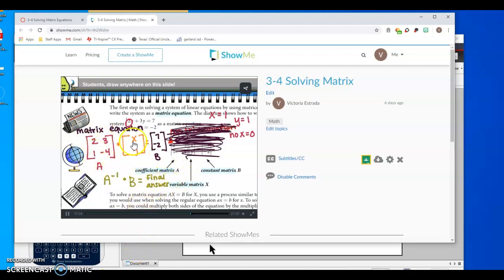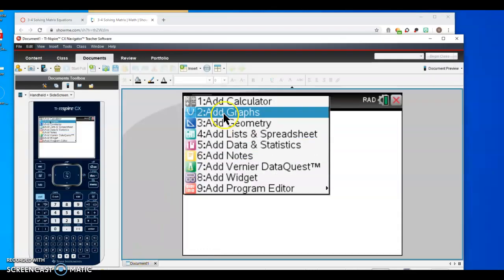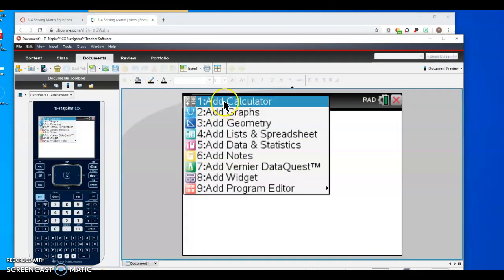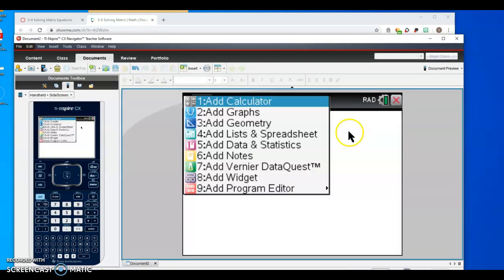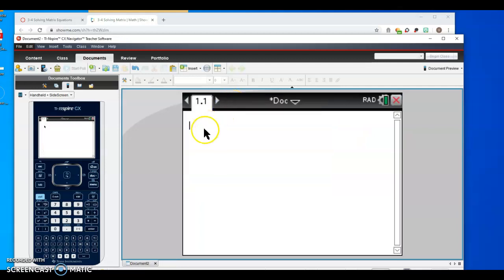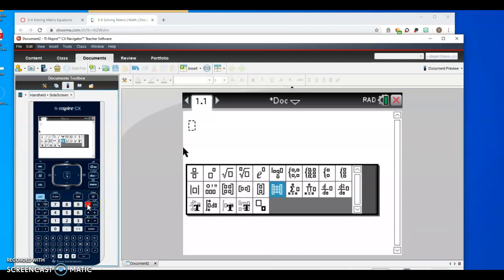So the first thing I'm going to do is put in matrix A. We're going to go to add calculator. If you started off here, I would start with the new document, add calculator. And then I'm going to go to number 7, go next to number 9, and there's going to be a button right here where I click. The last thing I click is always going to be the red button, okay?